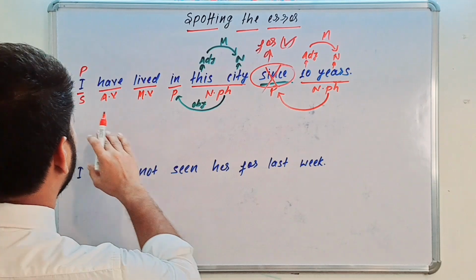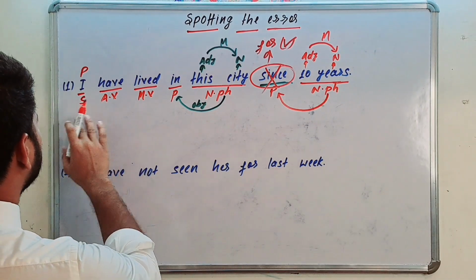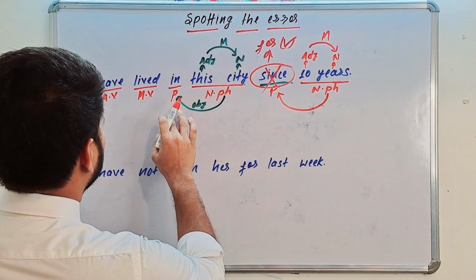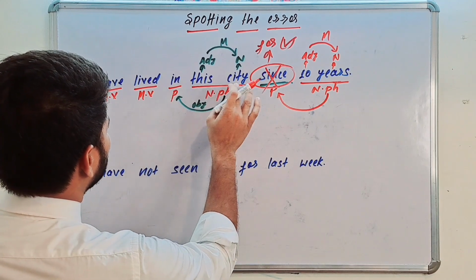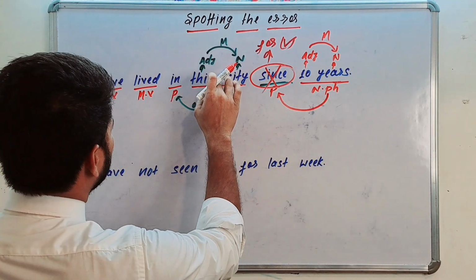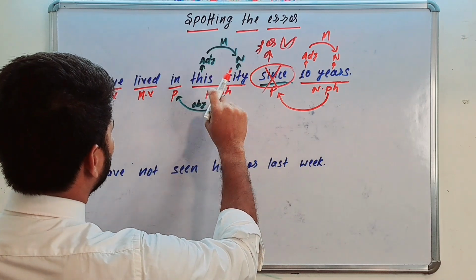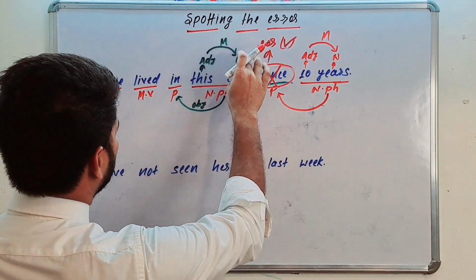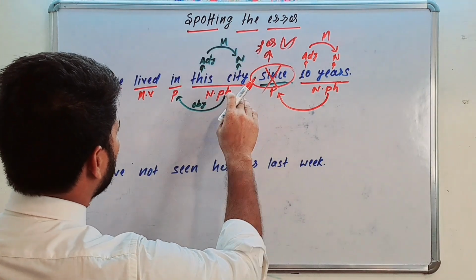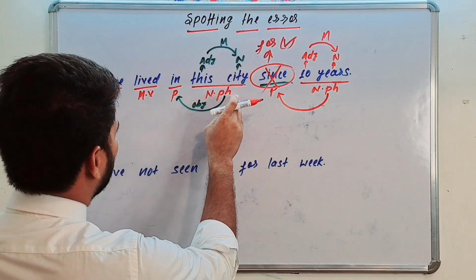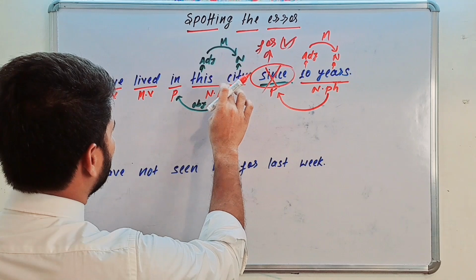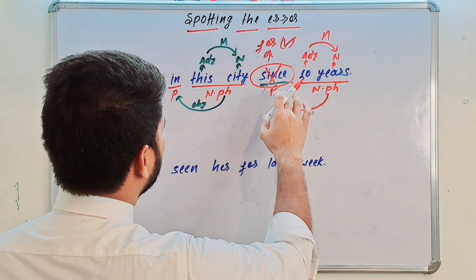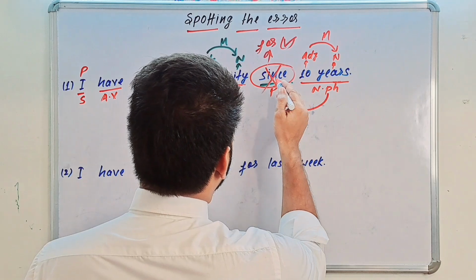In this sentence, I is the subject, have is an auxiliary verb, lived is the main verb. Here, in is a preposition, and this city is a noun phrase. This is an adjective, a demonstrative adjective, and city is the noun it modifies. Here the preposition is followed by a noun phrase, so this city is the object of the preposition in. Here this is the error part, since.